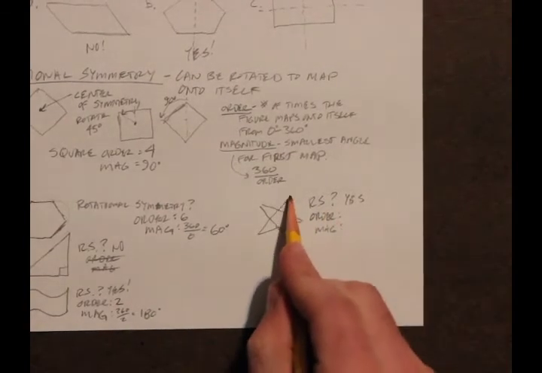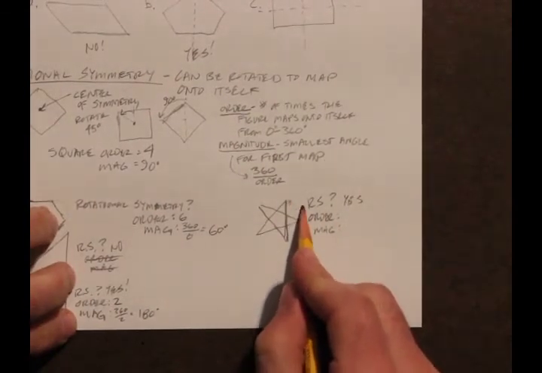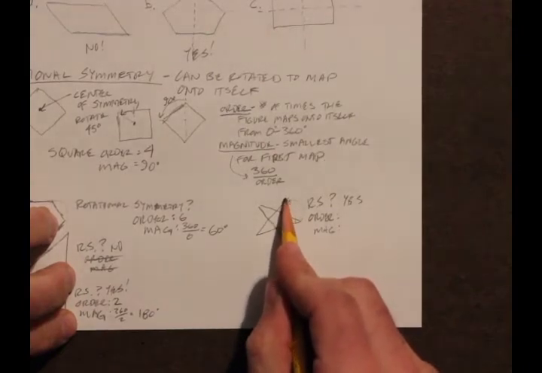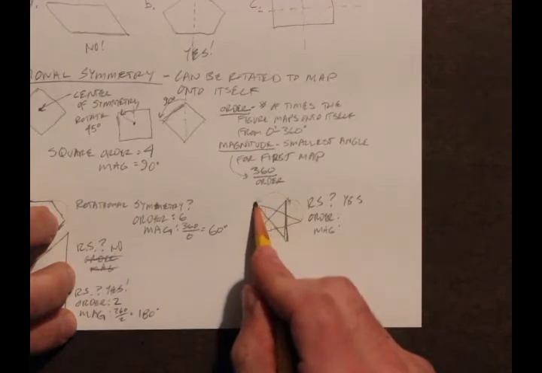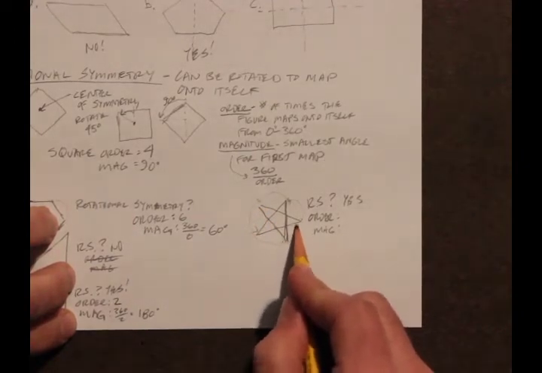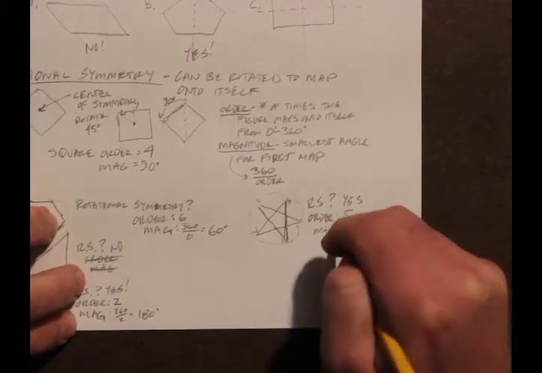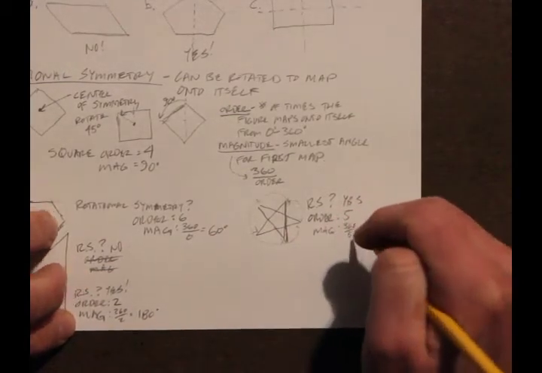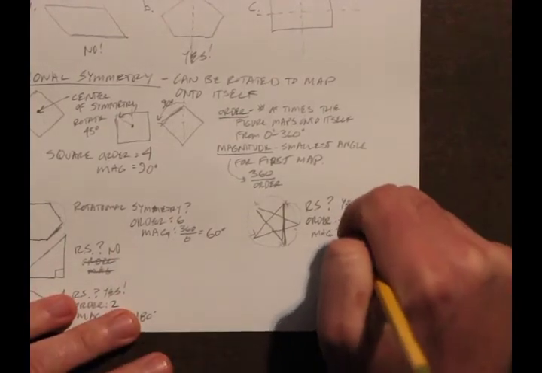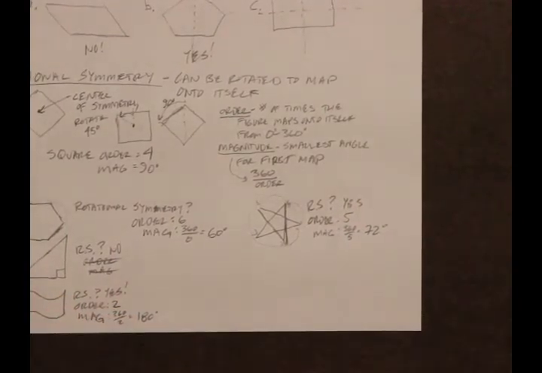So if I start here, let's start right here. If I turn it once, it maps onto itself here. Turn it again to here. That's 2, 3, 4, 5 times. And then the magnitude would be 360 divided by 5. 360 divided by 5 is 72 degrees. All right, and so that is rotational symmetry. We got one more thing to look at for symmetry, and that'll be it for 9-5. The last part of rotational symmetry here is three-dimensional symmetries.